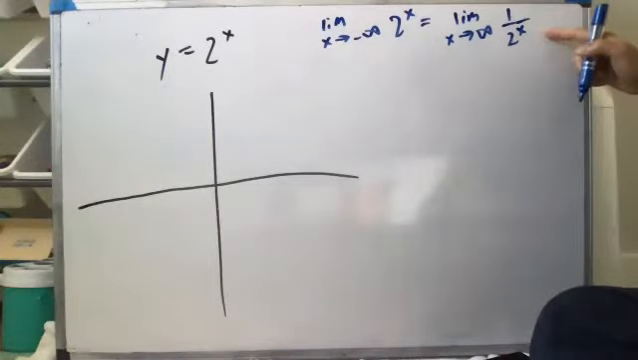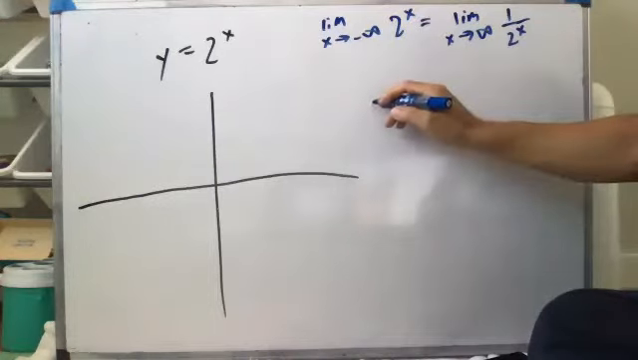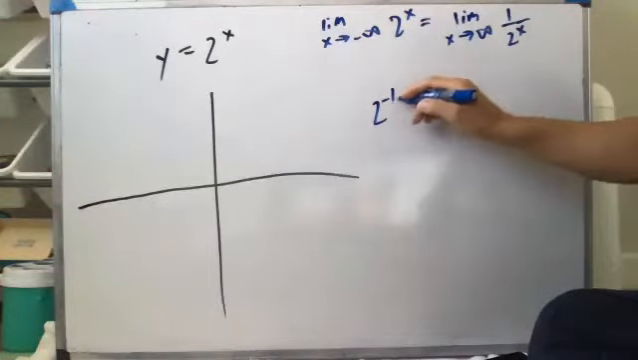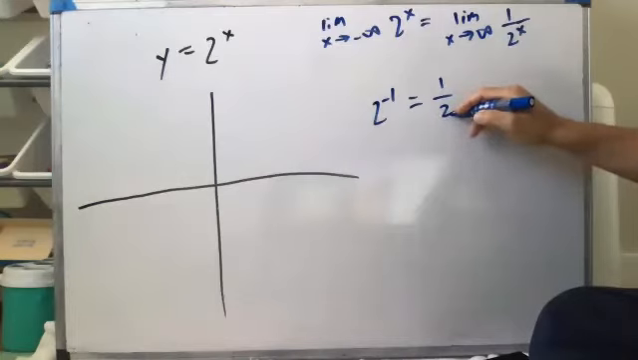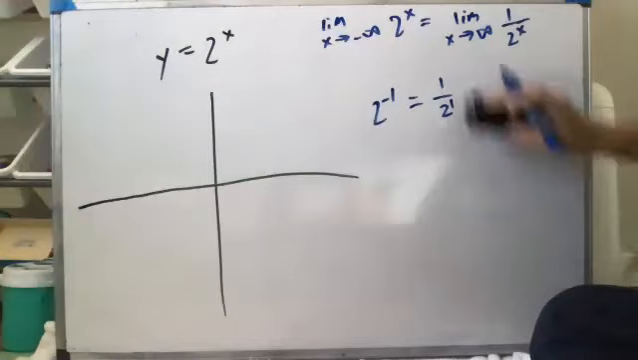Does that make sense? If it's a negative exponent, think of just a regular exponent. 2 to the negative 1 is equal to 1 over 2, right? Okay, so that's the idea. 1 over 2 to the 1.